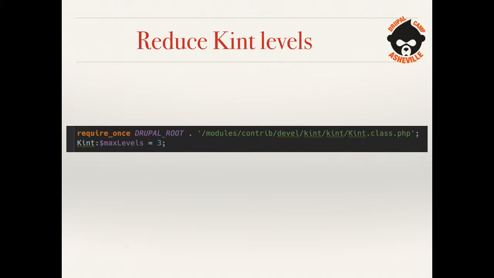I found this out yesterday: in your settings.php, you can actually set a max level. Only show Kint to level 3. Only do 3 levels deep. Don't do 50 levels deep, or however much it is. So by putting this in your settings.php, you can stop that if you click the button accidentally, and I still do it to this day without thinking about it. Oh, damn it. That will stop it taking 3 minutes to come back.